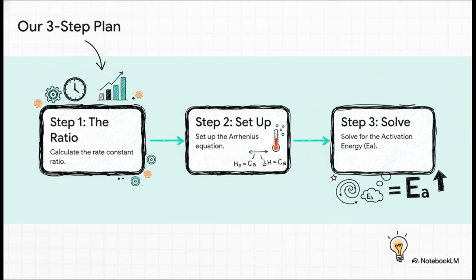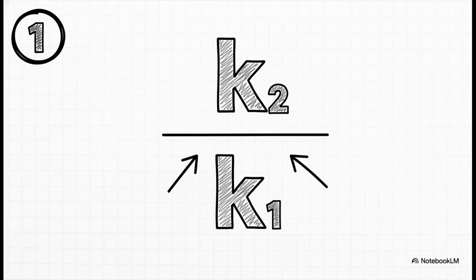It is the perfect tool for the job. All right, here's our plan of attack. We're going to do this in 3 easy steps. First, we'll figure out that rate ratio. Super simple. Second, we'll plug everything we know into our hero equation. And third, we'll solve for our target, Ea. Ready? Let's do it.